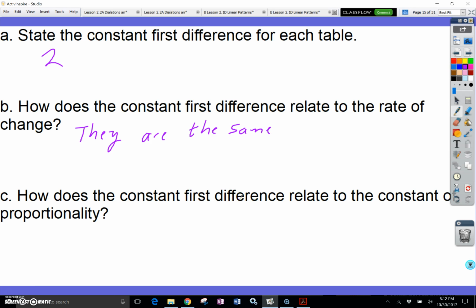How does the constant first difference relate to the constant of proportionality? Now this is important. A constant of proportionality and a constant first difference are equal when it is proportional. So they are the same when you have a proportional relationship.